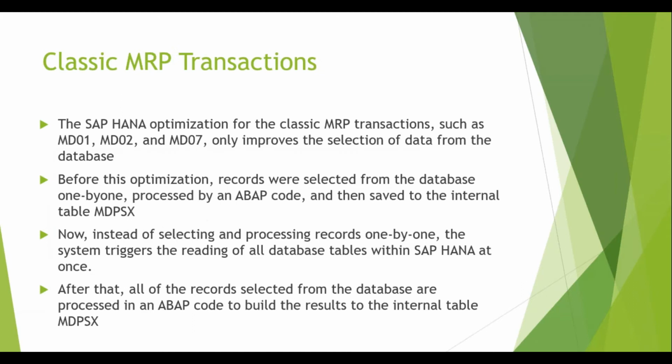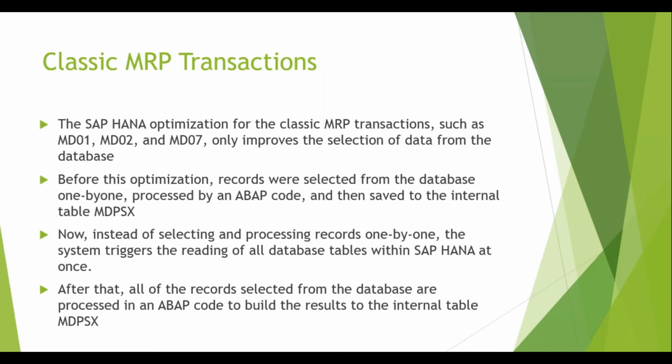So what about the classic MRP transactions? The SAP HANA optimization for classic MRP transactions such as MD01, 02, 07 only improves the selection, because this is MRP on HANA. Before this optimization, what was happening? All the things were done one by one. Now instead of selecting and processing records one by one, the system triggers the reading of all database tables within SAP HANA at once. After that, all the records selected from the database are processed in ABAP code to build the result in the internal table. I hope I'm not going fast.